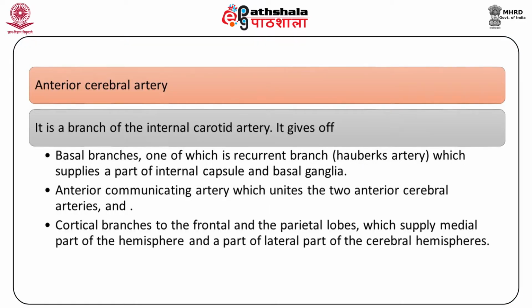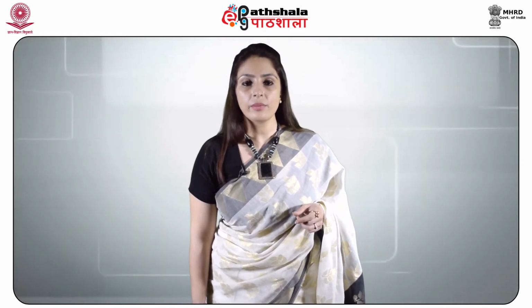2. Anterior cerebral artery. It is a branch of the internal carotid artery. It gives off basal branches, one of which is the recurrent branch, which supplies a part of the internal capsule and basal ganglia. Anterior communicating artery, which unites the two anterior cerebral arteries, and cortical branches to the frontal and the parietal lobes, which supply the medial part of the hemisphere and a part of the lateral part of the cerebral hemispheres.